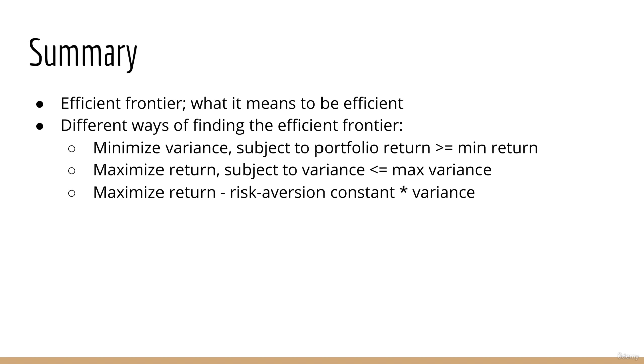Okay, so to summarize this lecture, here's what we've done. First, we defined the efficient frontier, and we discussed what it means to be efficient. Next, we looked at alternative ways of finding the efficient frontier. The first way was to use the quadratic program we formulated in the previous lecture. This is to minimize variance given a target return. The second way was to do the opposite. We can maximize return given a target variance. The third way was to introduce a risk aversion parameter where we maximize the return penalized by the variance.